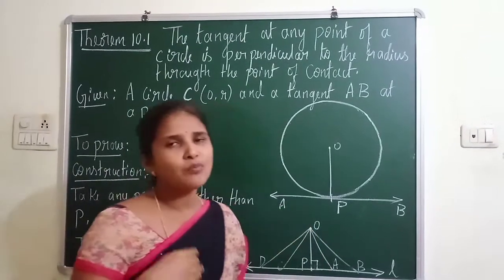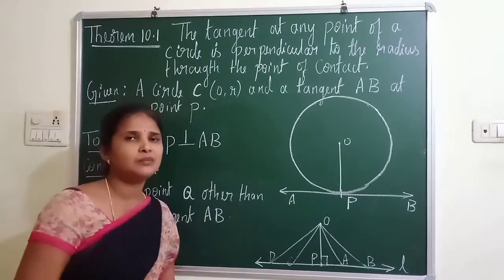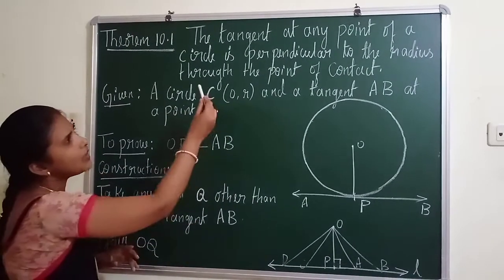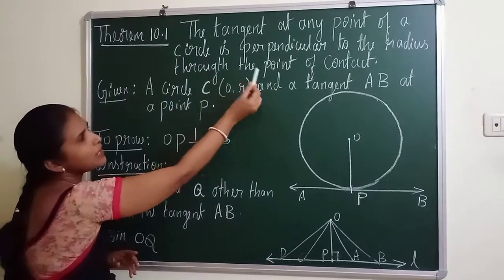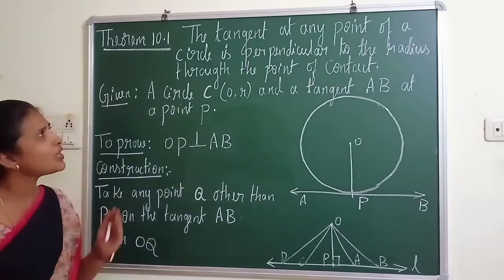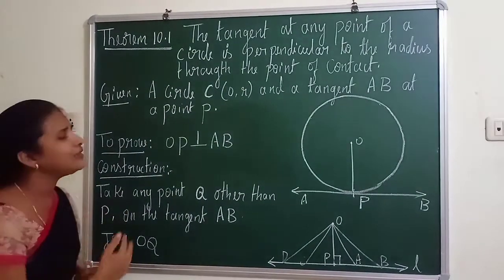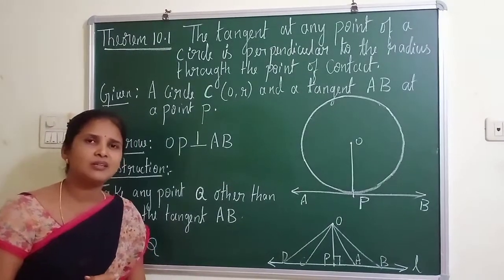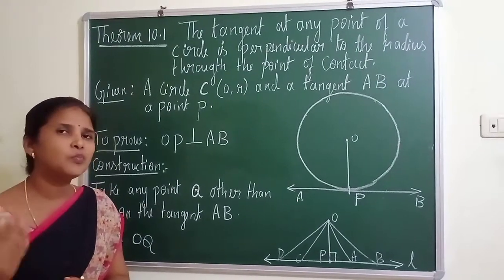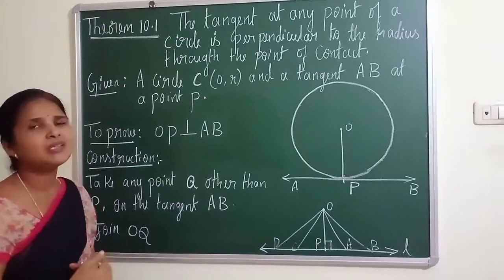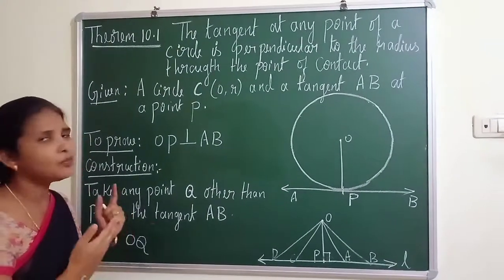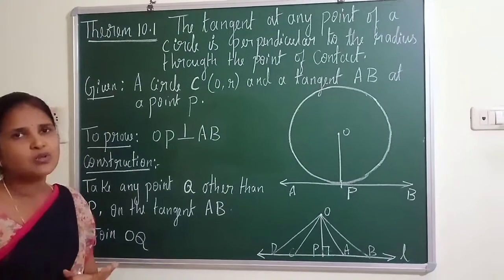So to understand more about tangent, let us start a theorem, that is theorem 10.1. It states: the tangent at any point of a circle is perpendicular to the radius through the point of contact. Before I start, you may be wondering what is the meaning of a theorem. You have learned last year, in the Euclid chapter, the difference between axiom, postulate and theorem. A theorem is a statement which can be proved by using some other statements. So now I can prove this theorem by using the previous concepts.